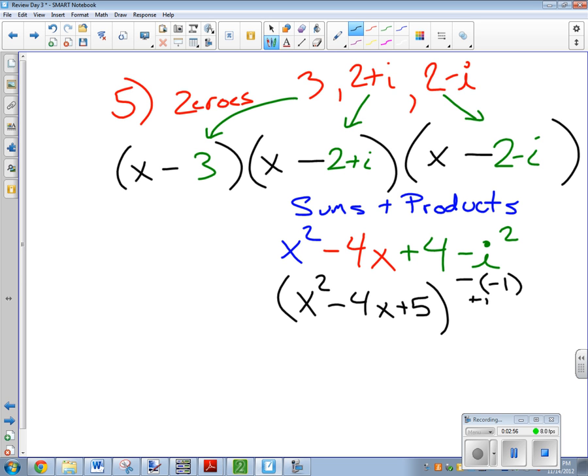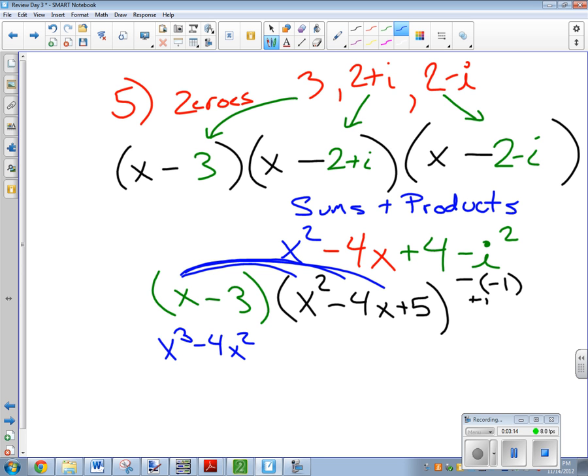All right, good enough. Once we've got that, now we're multiplying in the other one, x minus 3. This is the long part, but it's not really difficult. You're just distributing again. x times x squared is x cubed. x times negative 4x is negative 4x squared. x times 5 is 5x. Now I'm doing the second one. Negative 3 times x squared is negative 3x squared. Negative 3 times negative 4 is positive 12x. Negative 3 times 5 is negative 15.